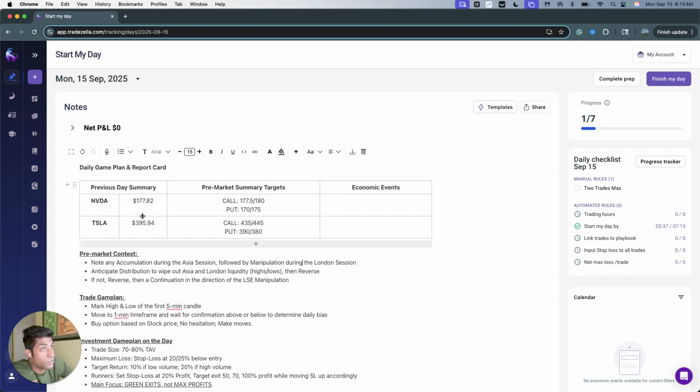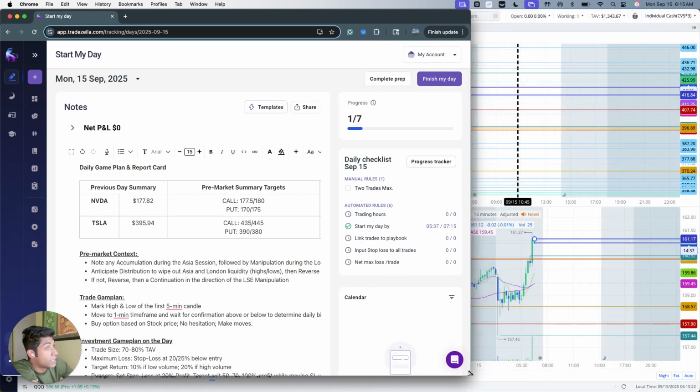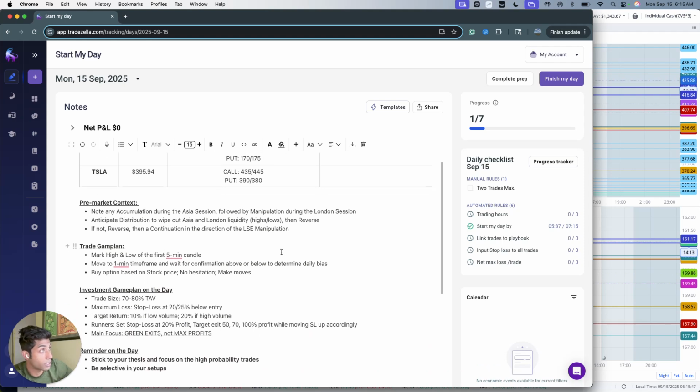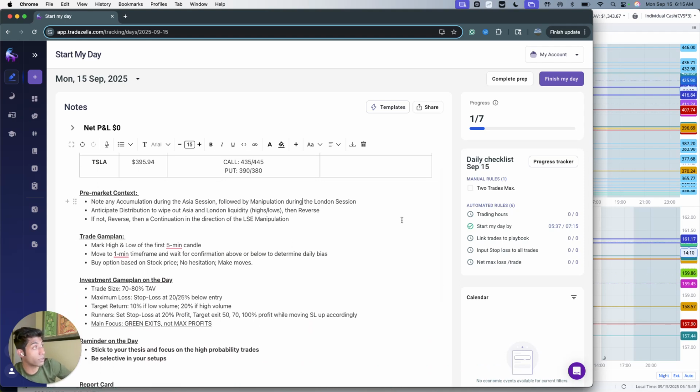This is up to date, so based on where Tesla and Nvidia ended the week, these are their closing prices and what potential calls or puts I would target. I'm only picking one stock to invest in for the day, at least for sure on that first trade. So I have two outlined, and then I've got one I'm going to look at. And as I mentioned, the Asia and London session highs and lows are what I was looking at.